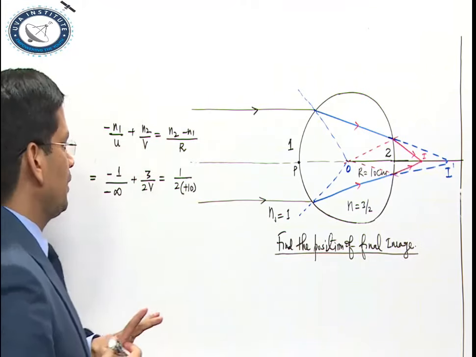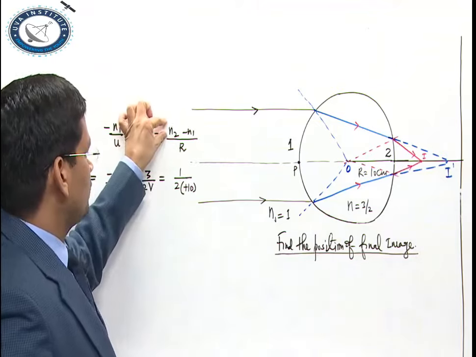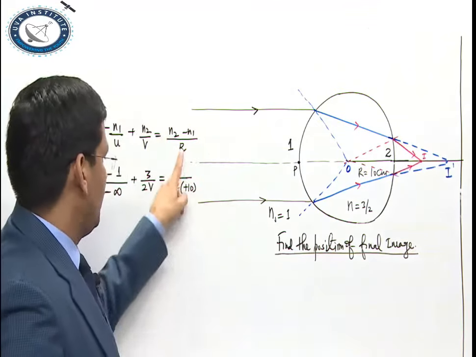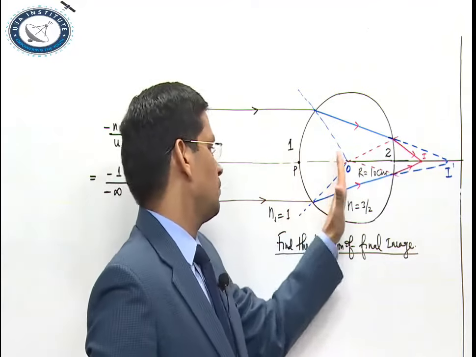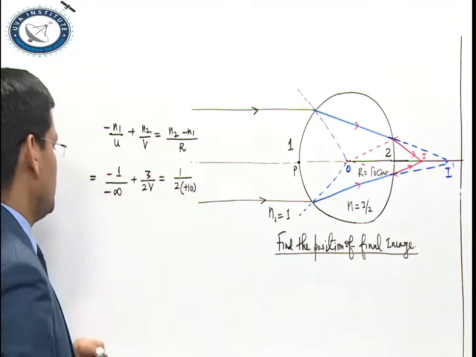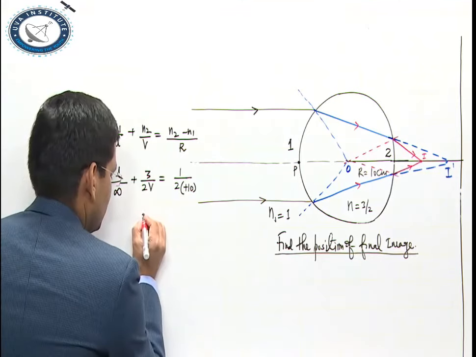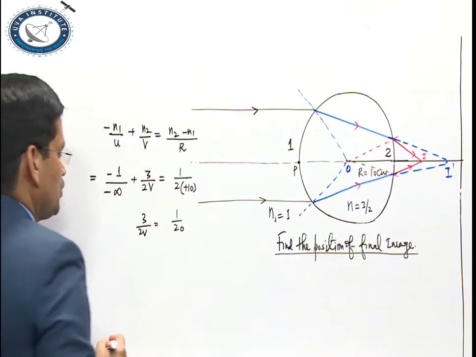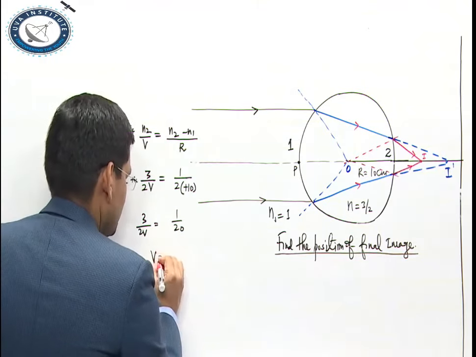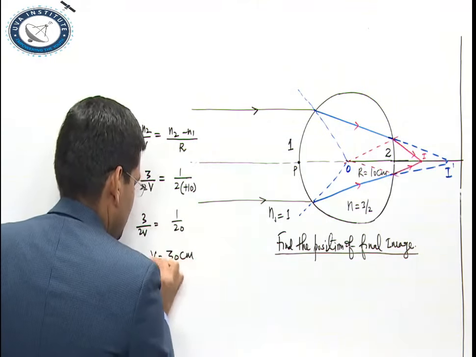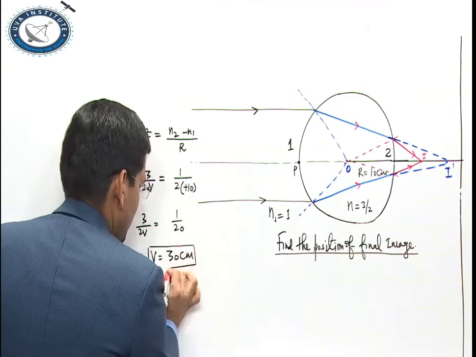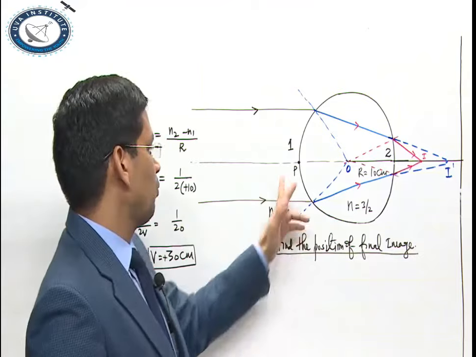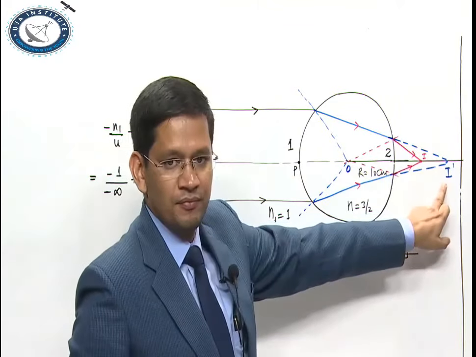I just skipped one mathematic step here. n2 minus n1 is 1.5 minus 1, which is 0.5, that is half. And r is positive because you are measuring distance from point r. Now if you see this, you will find that 3 by 2v is equal to 1 by 20, which means v comes out to be 30 centimeter, and this seems to be agreeing with my approximation, because v is 30 centimeter from point P, which is here.